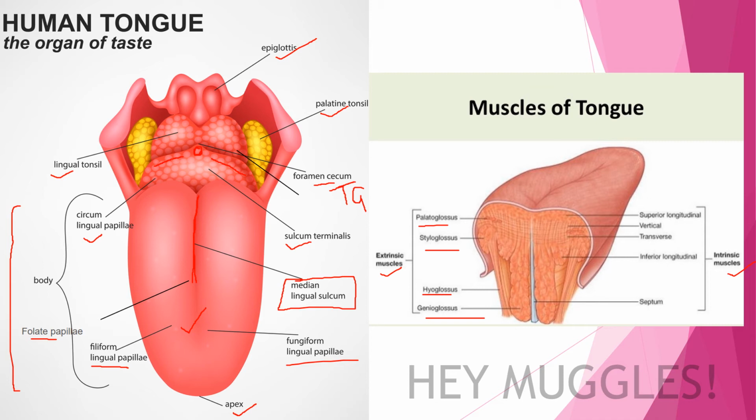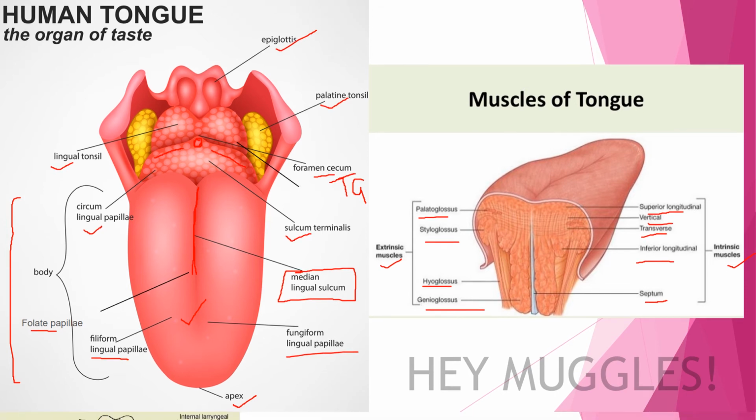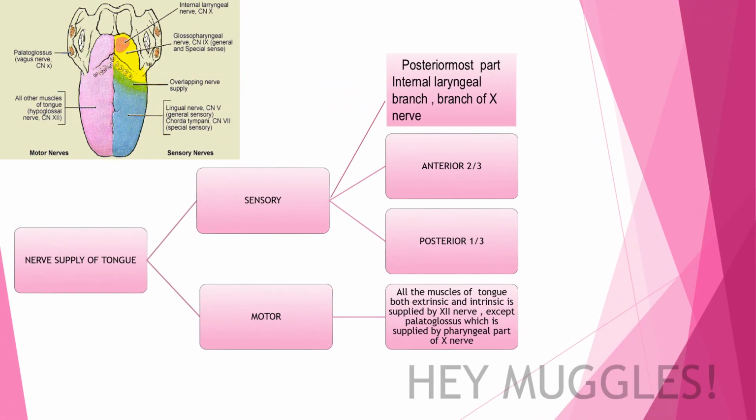We have intrinsic muscles, that is superior longitudinal muscle, vertical muscle, transverse muscle, inferior longitudinal muscle, and septum. We will learn the attachments of these muscles in a separate video in detail, right? So let's move further and study the nerve supply of the tongue.